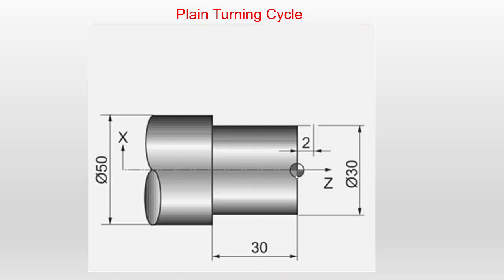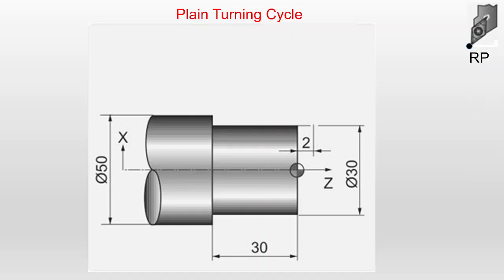Now you can see that this is the horizon. This is where X value is 0 and Z value is 0. So Z indicates the lengthwise dimensions and X indicates the diametrical dimensions. Now let us look at the reference point of the particular machine. Here I marked this point as a reference point, because the tool will come from the reference point.